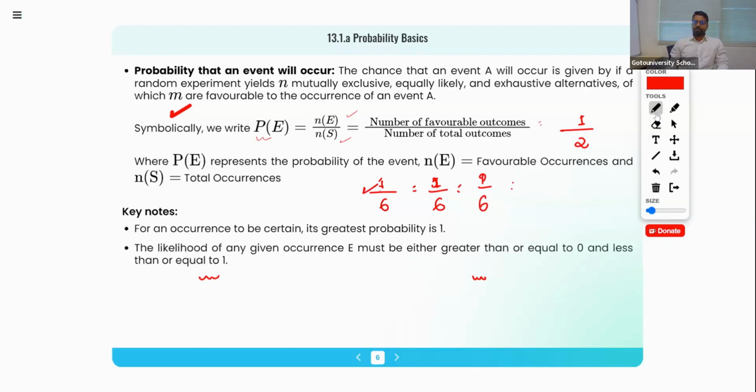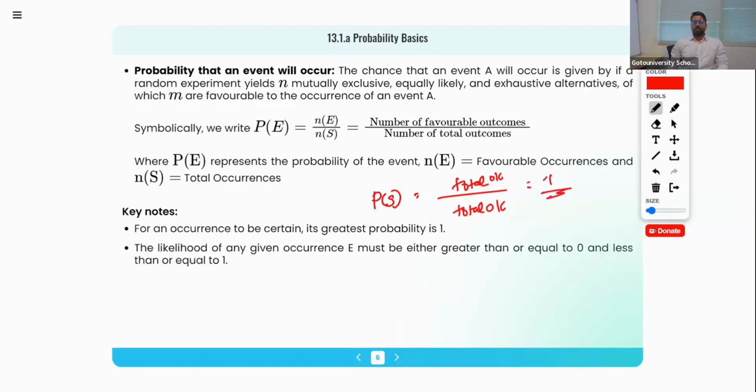Then what is the probability of a sample space? Can anyone tell me? What do you mean by sample space? Set of all possible outcomes. The denominator is all the outcomes, total outcomes. The numerator is also total outcomes. Then it will become 1. So the probability of a sample space is always equal to 1. Not to confuse this with a sure event. This is asking everything that can happen in an experiment. That's why the numerator is equal to the denominator. So it becomes 1.